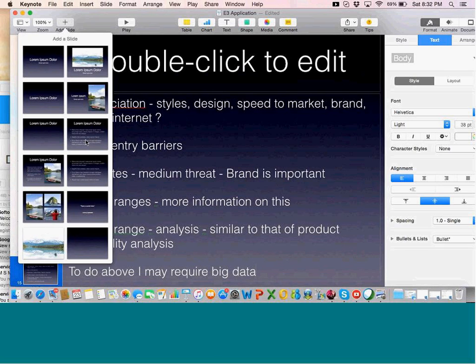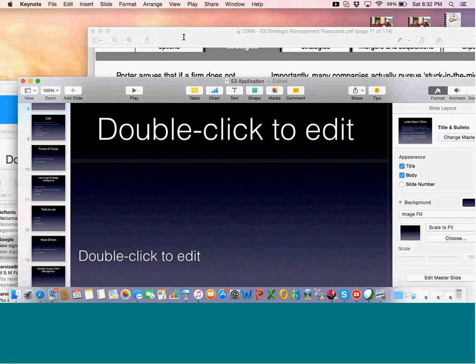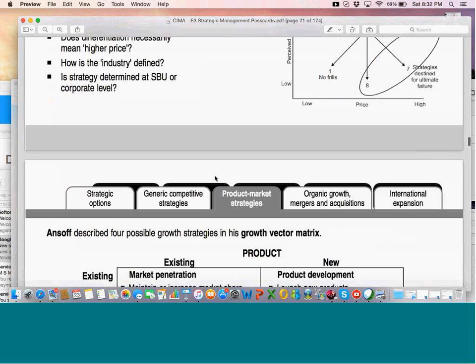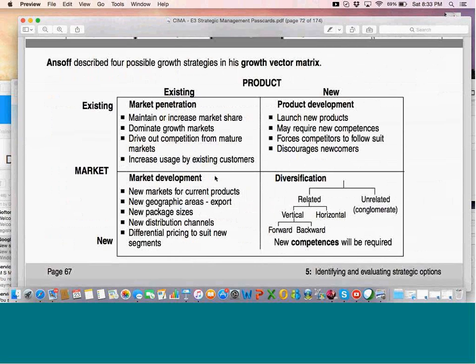Okay. Any other thoughts? So into the Ansoff matrix. Anything that you remember about the Ansoff matrix? Are you familiar with it? I'm familiar with it. Right. Are you able to talk to us about how we can use the Ansoff matrix in this scenario?